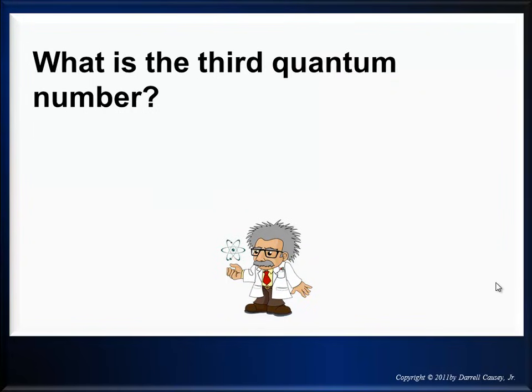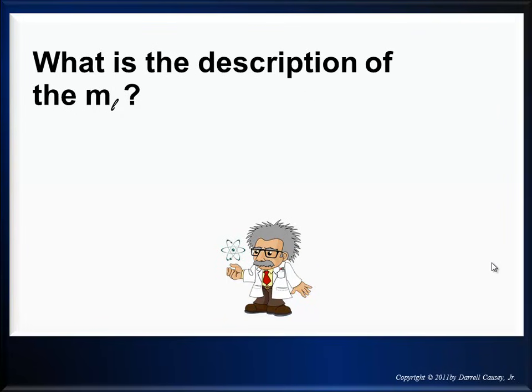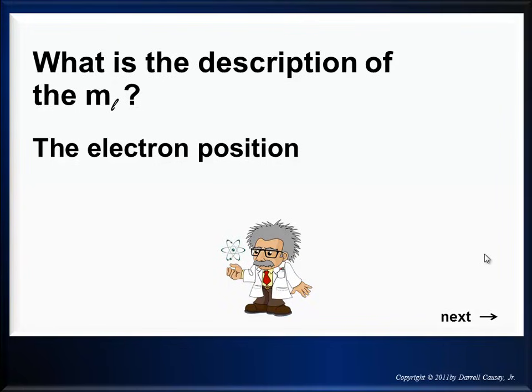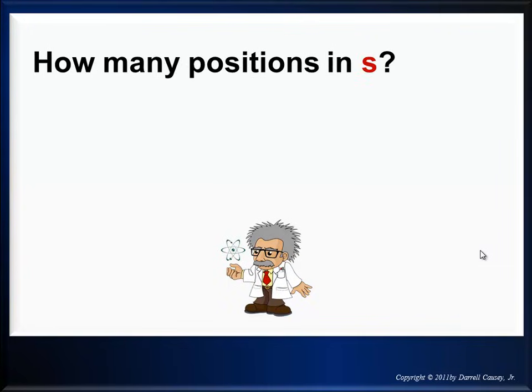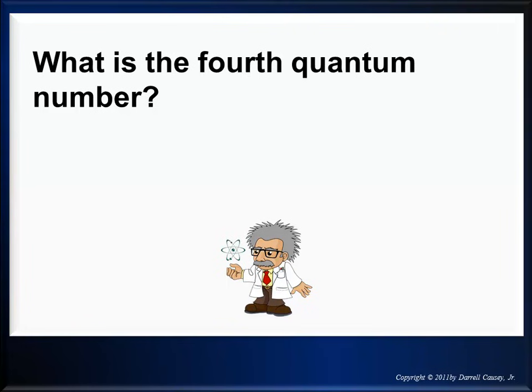What is the third quantum number? Magnetic quantum number, and it is m sub L. What is the description of m sub L? It's the electron position. It's the orbital. How many positions in S? 1. How many positions in P? 3. How many positions in D? 5. How many positions in F? 7. What is the fourth quantum number? That's right, spin, m sub S.